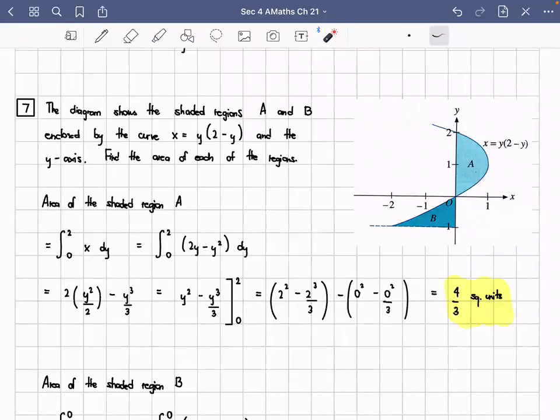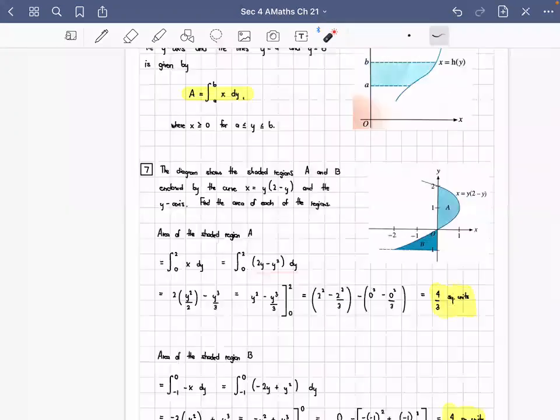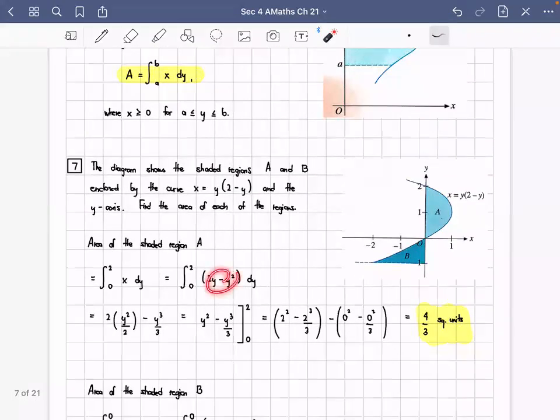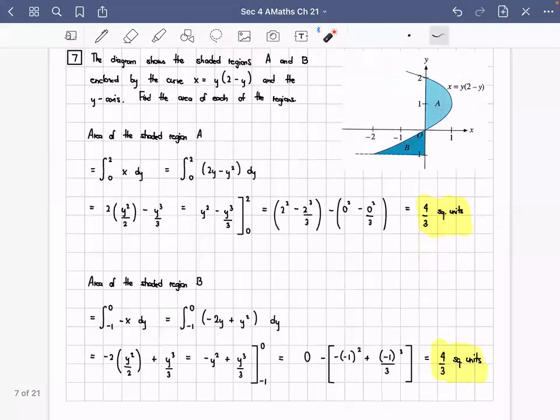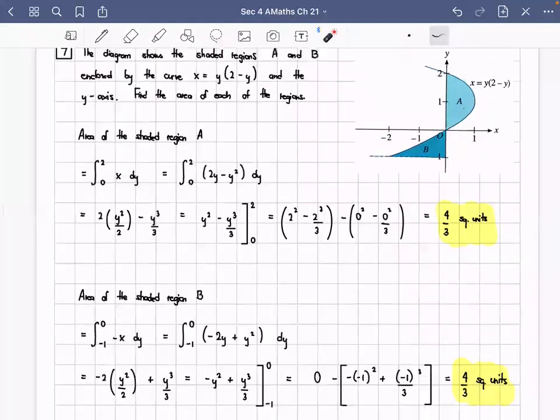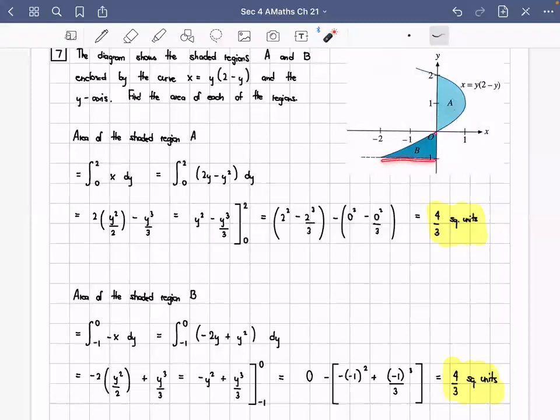Again, do take note that your expression now or your function now is in terms of y. Unlike this, look, this is in terms of x. See, x here, x here. Right now it's y. Now let's have the area of the shaded region B. So obviously, this one is also attached to the y-axis, but then it's on the left side of the y-axis. So that means that this is multiplied by negative 1.